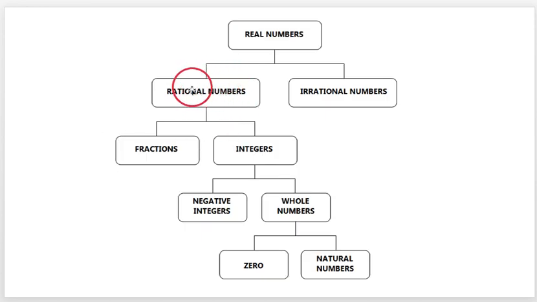Now the rational numbers and irrational numbers, if we join them, then it is called real numbers. That means this is the whole picture. These all numbers are called real numbers. And these numbers are called rational numbers.